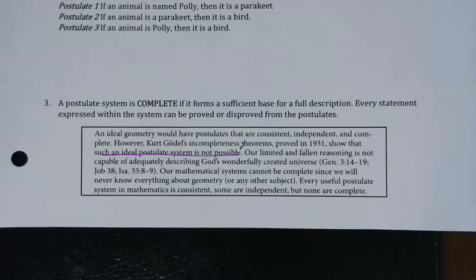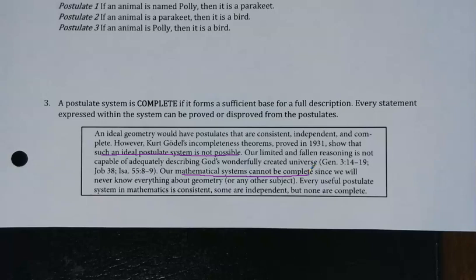So because of that, our mathematical systems cannot be complete. I mean, that's why we have things like infinity. We don't know where numbers ever end, right? We know that there's eternity. We can't wrap our heads around this idea of infinite numbers and a number that goes on forever and doesn't terminate. It's wicked cool, right? So our mathematical systems cannot be complete since we will never know everything about geometry or any other subject for that matter. We'll never know everything about it.